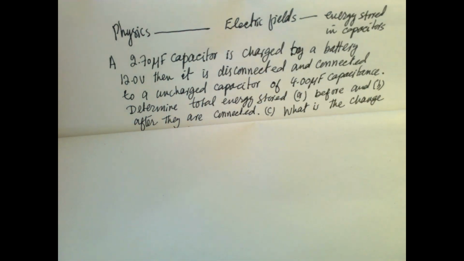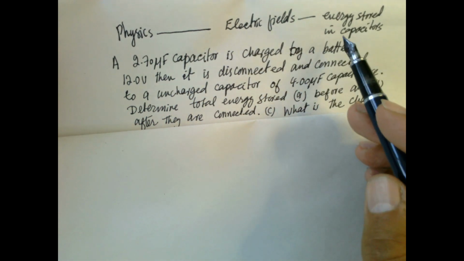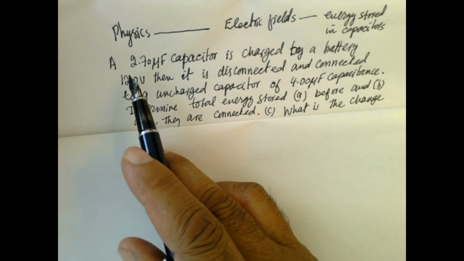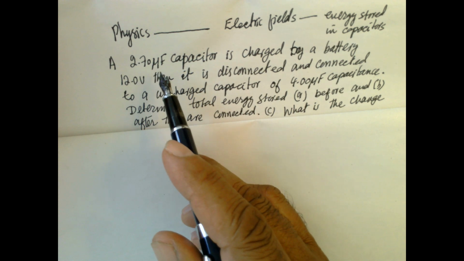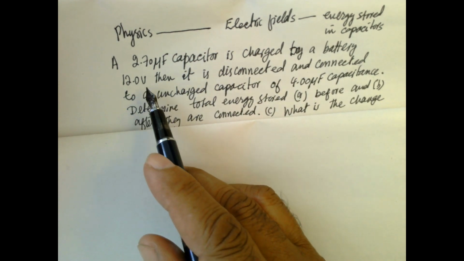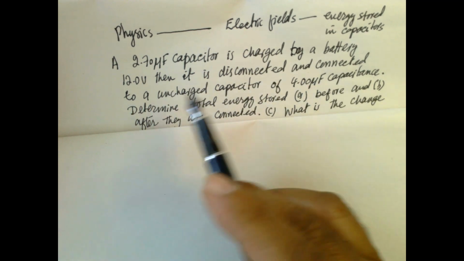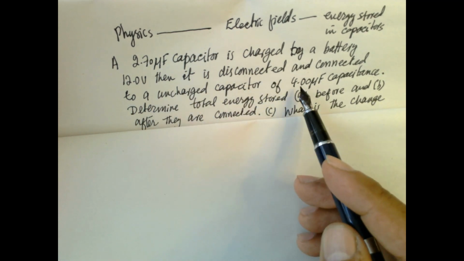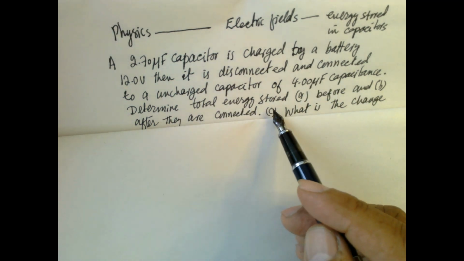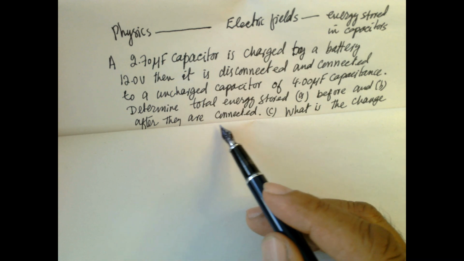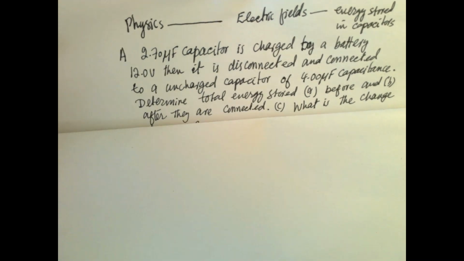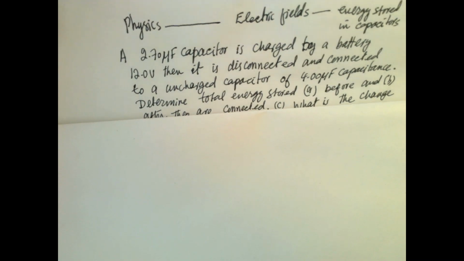Hello, physics, electric fields, energy stored in capacitors. The question is: a 2.7 microfarad capacitor is charged by a battery of 12 volts. Then it is disconnected and connected to an uncharged capacitor of capacitance 4 microfarad. Determine the total energy stored before and after they are connected, and what is the energy change in the system. So this is the question we have to solve.